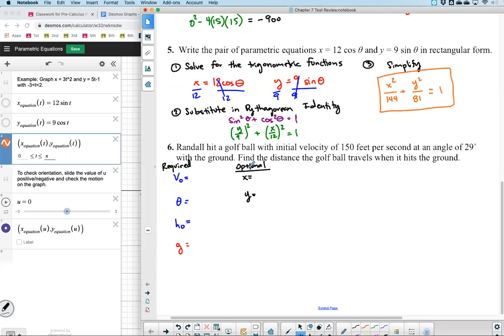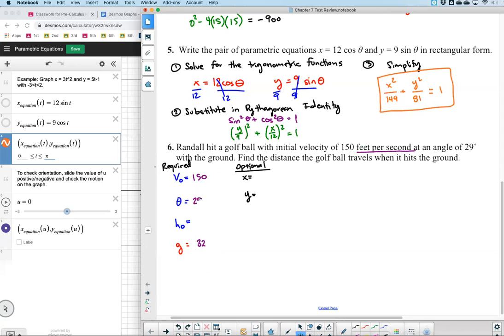Okay, so let's fill in the information. What do you see that about for the initial velocity? It's 150, and our unit is feet per second. So we're in feet, which means for gravity, there's 2 options. It's 32 if it's feet, and it would be 9.8 if it was in meters. 32 feet per second squared or 9.8 meters squared. This is feet, so it's going to be a 32.